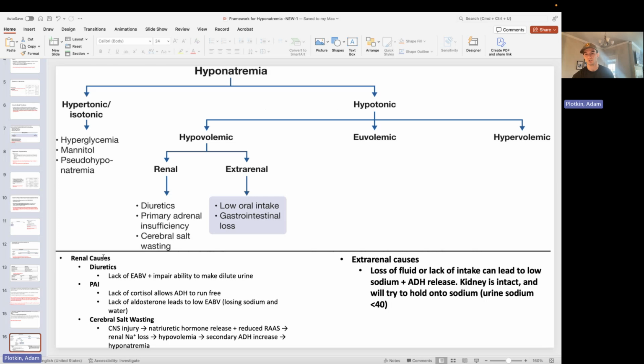So if we're losing cortisol, we're losing our inhibition of ADH. ADH is able to run free. In the other case, too, if we're losing aldosterone, that's also going to lead to low effective arterial blood volume, because what does aldosterone do? Again, it helps us hold on to sodium and water. If we don't have aldosterone, it's very hard to hold on to sodium and water.